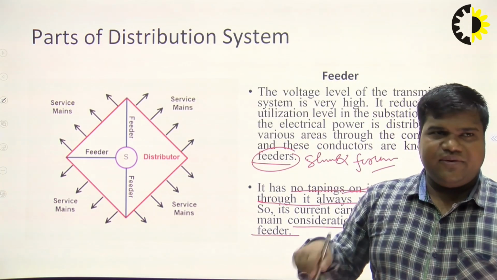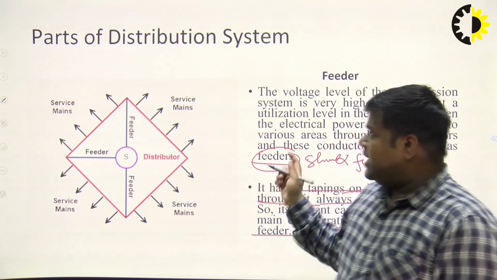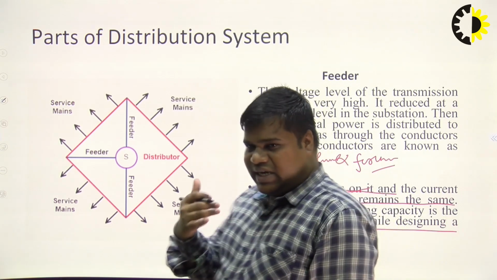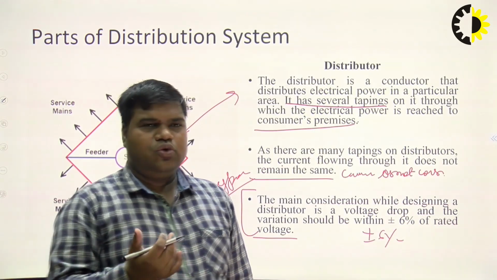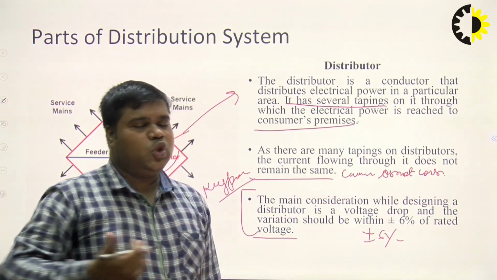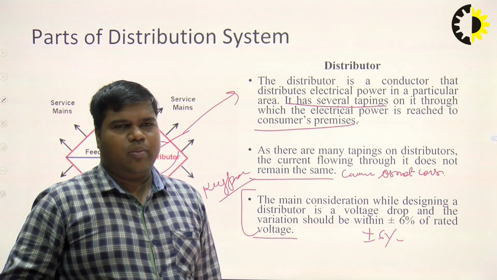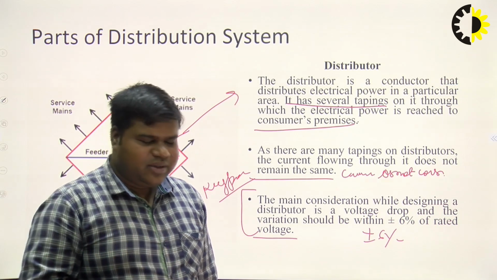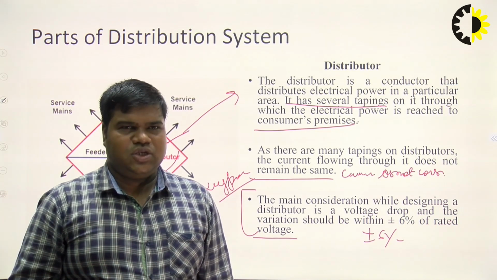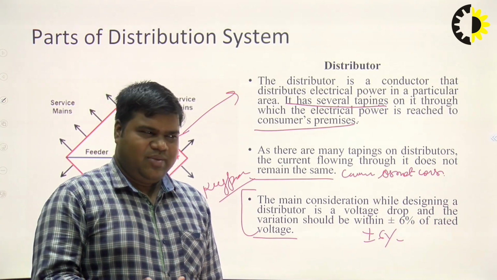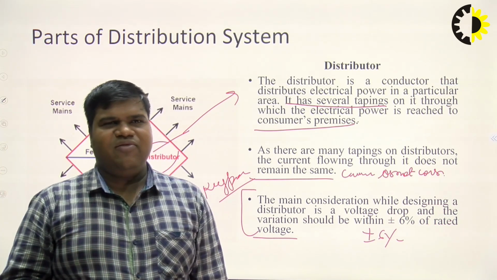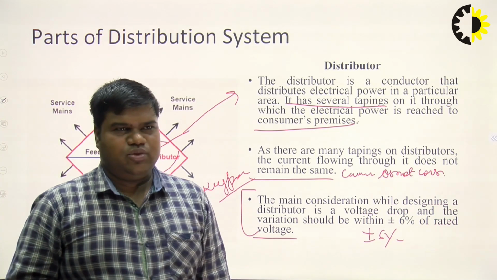It has no tappings on it, so the current through it always remains the same. But if we see the distributor, the current is not the same throughout the operation. So this is the basic difference between the feeder and the distributor. It may be asked in an interview also: what is the basic difference between a feeder and a distributor?